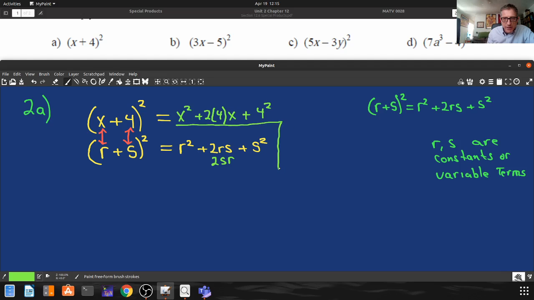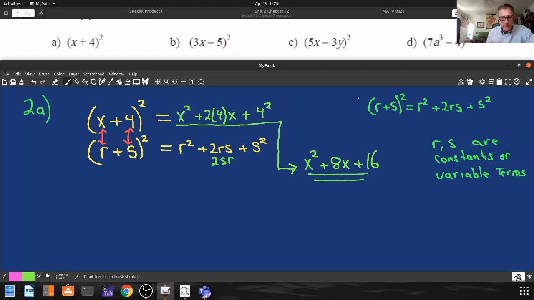So let's simplify this right here. There's nothing that can be done to simplify the x squared term, but 2 times 4 is 8, and 8 times x is 8x, and 4 squared is 16. So that's the answer. So I want you to study that for just a second, because I'm going to erase it. I want to leave all of this formula for me over here.